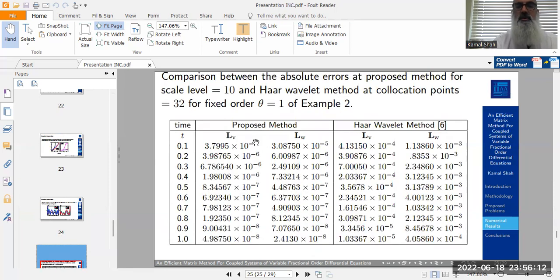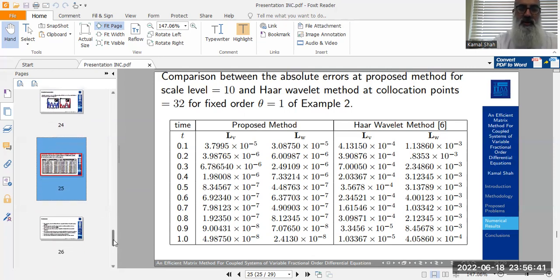Here we have compared our results with the famous Haar-Wheeler method, using collocation point 32 for theta equal to 1 for example 2. We see that our proposed method has good results as compared to the Haar-Wheeler method. We see that at scale level 10, our results are better than those of Haar-Wheeler, computed for the same problem in reference number 6.